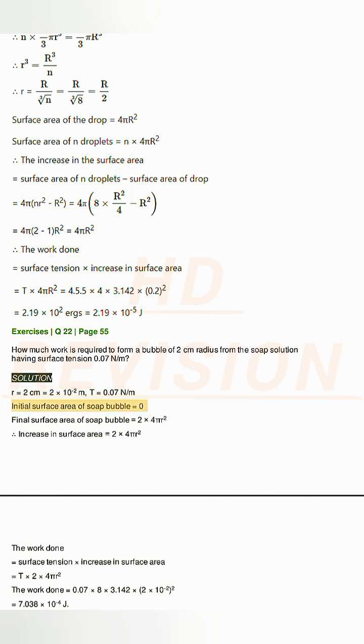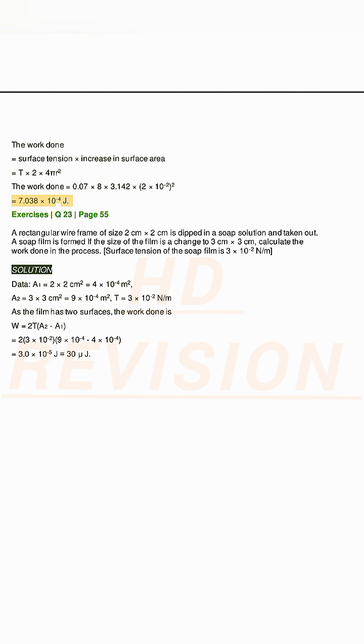Initial surface area of soap bubble equals 0. Final surface area of soap bubble equals 2 times 4 pi r². Therefore increase in surface area equals 2 times 4 pi r². The work done equals surface tension times increase in surface area equals T times 2 times 4 pi r². The work done equals 0.07 times 8 times 3.142 times (2 times 10^-2)² equals 7.038 times 10^-4 J.